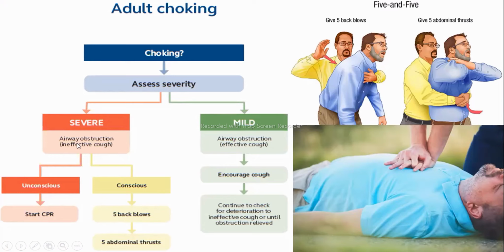If the patient has severe obstruction, meaning ineffective cough, check: is he conscious? If conscious, you will do 5 back blows, like that, followed by abdominal thrusts. Abdominal thrusts for more than 1 year old, whether adult or child. If the patient is unconscious, start CPR. He did not say unresponsive, he said unconscious. So you will start CPR like that.